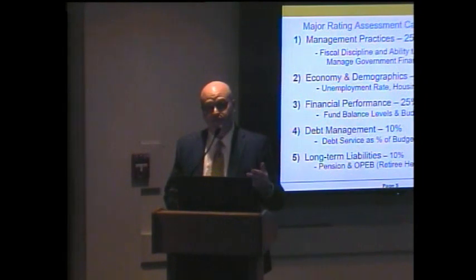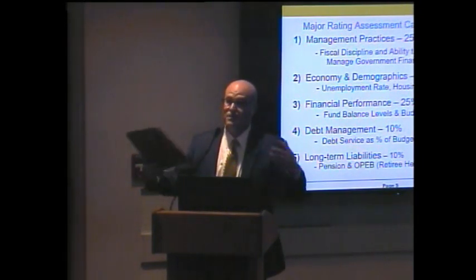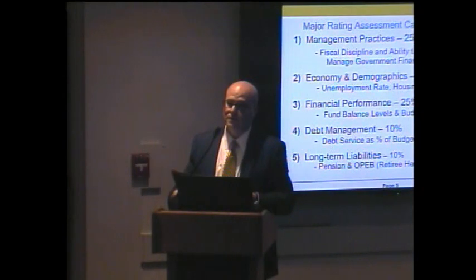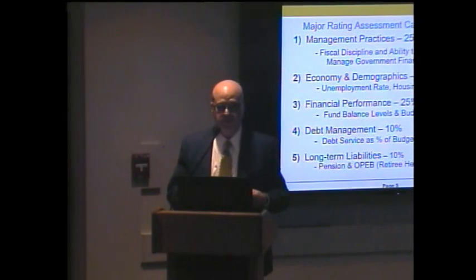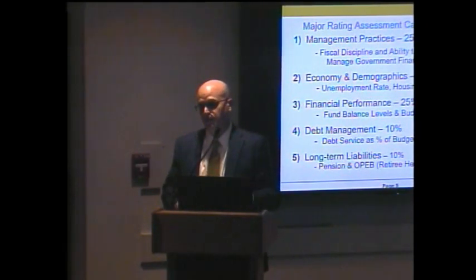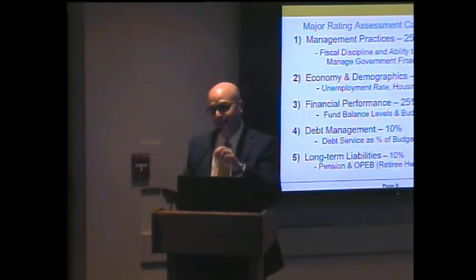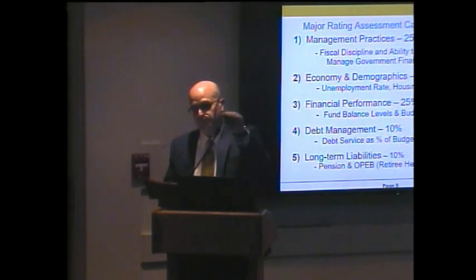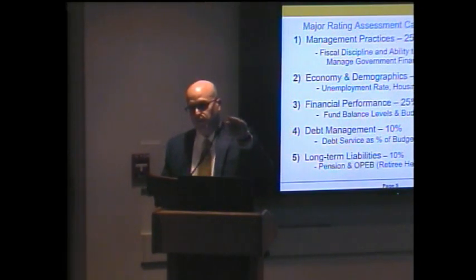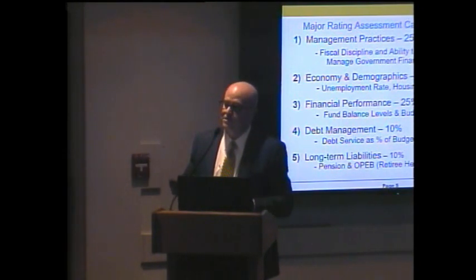The second category is economy and demographics. They like to see an economy that's growing, businesses moving in, housing values moving up, because the more your grand list grows, the more that mitigates the impact of taxes to pay any debt service and all the other costs. Number 3 and number 4 are really controlled by the town: financial performance, fund balance levels, fiscal discipline, and debt management. Later in this presentation, we're going to get into some of the debt management, but the rating agencies like to see that debt is planned into the future, so that you look at your existing debt and proposed debt and try to structure it so it mitigates any future debt service.